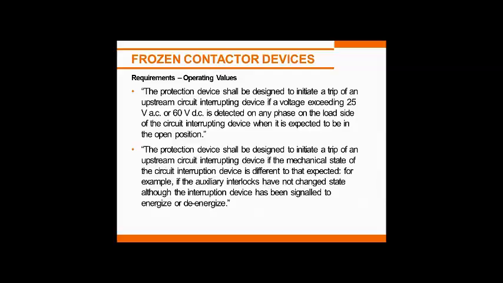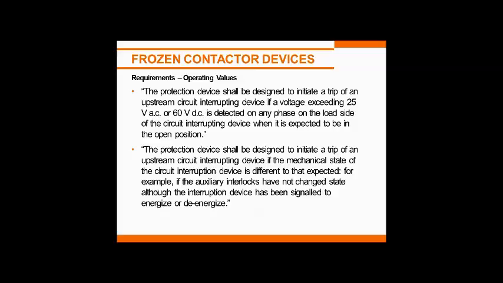So the new standard is calling up that the device should trip if it finds 20 volts AC or 60 volts DC on the load side when the contactor is meant to be off, when it's meant to be in the open position. So it's giving protection that there's no unexpected voltage, or there may be a frozen contact, or there may be something wrong with the circuit giving unexpected voltages.